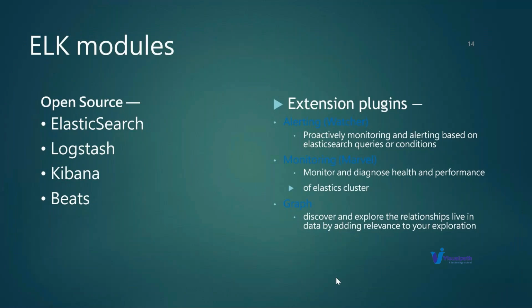ELK modules: Elasticsearch, Logstash, Kibana, and Beats. And there would be additional plugins: alerting, monitoring, graph. Alerting is proactive monitoring based on Elasticsearch query conditions, monitoring diagnoses the health and performance of the cluster, and graph is exploration of data. See, ELK, as I told you before, has three components. If you go deeper, it has more components, but the majority of people ask for only three components. So this is a detailed structure of it. It has some extensive plugins also, which give more functionality and usability to this structure.